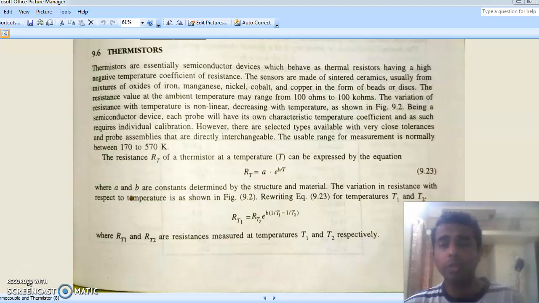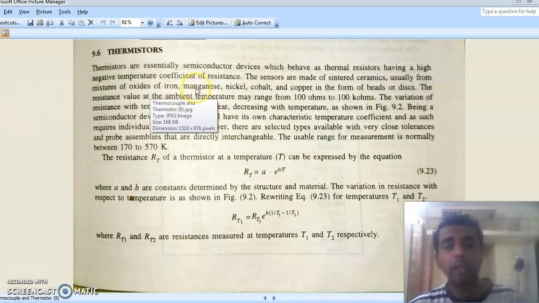They are made of sintered ceramics. What is the meaning of sintered? Sintered means powdered material that is formed or molded into solids. Ceramics, we know, are first in the form of powder, then they are processed and molded into various shapes. So they are sintered ceramics, usually from mixtures of oxides of iron, manganese, nickel, cobalt and copper, and they are mainly formed in the form of beads or discs.